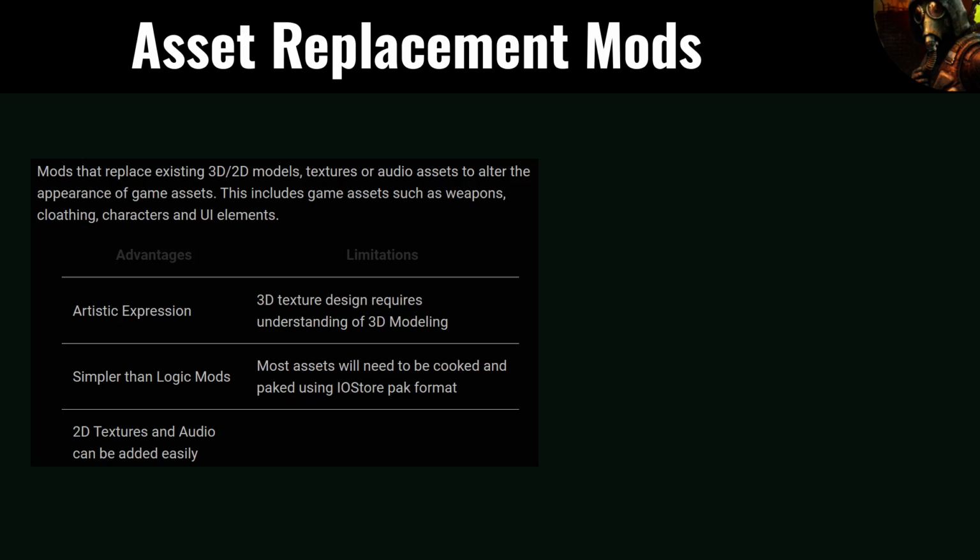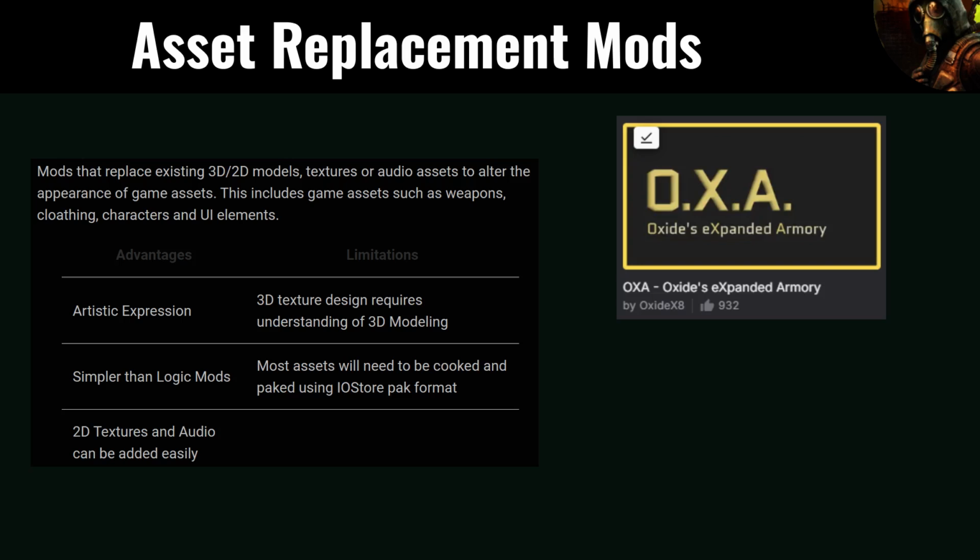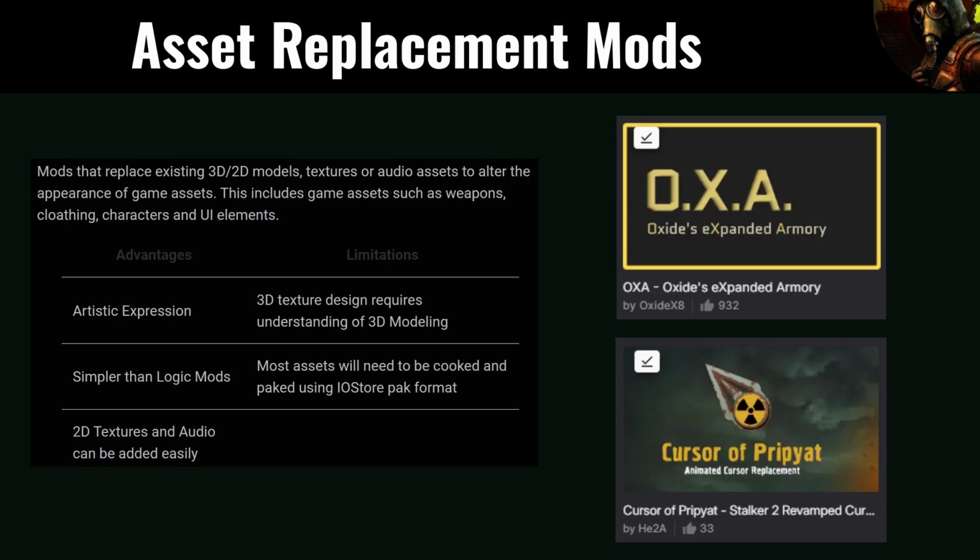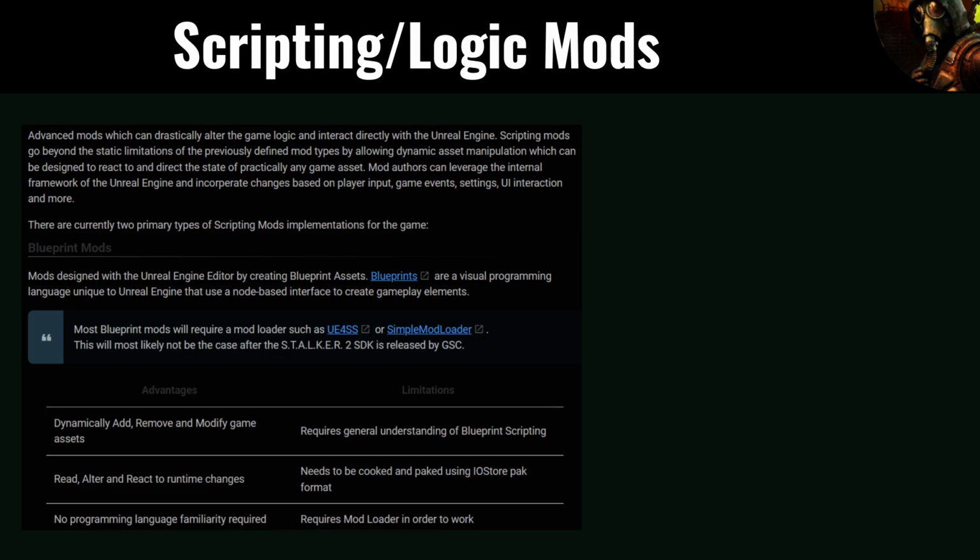A good example of a very large asset replacement mod is Oxide's Expanded Armory. And that's a mod which not only changes some textures for some existing elements in the game, but also adds brand new things into the game that didn't exist before. And on the inverse side, an example of an asset replacement mod that is replacing just one thing is the cursor Pripyat. This is one that changes the default Stalker 2 cursor to look more like the cursor from Call of Pripyat.